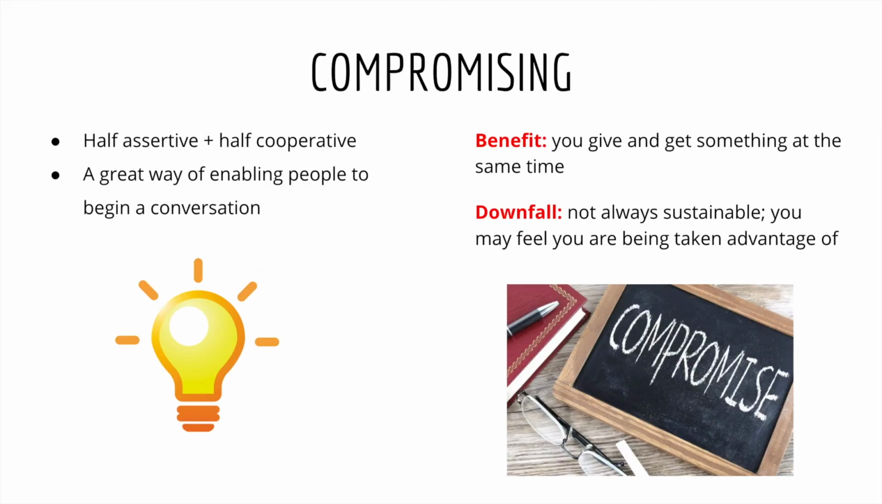Someone who has a compromising conflict style is willing to give a little to get a little. They are both half assertive and half cooperative. Compromising is a great way to start a conversation with someone who is stuck in their ways. In our texting conflict, you could see Sophie was willing to put in more work than she originally had to. Sophie was looking to compromise with her group members.